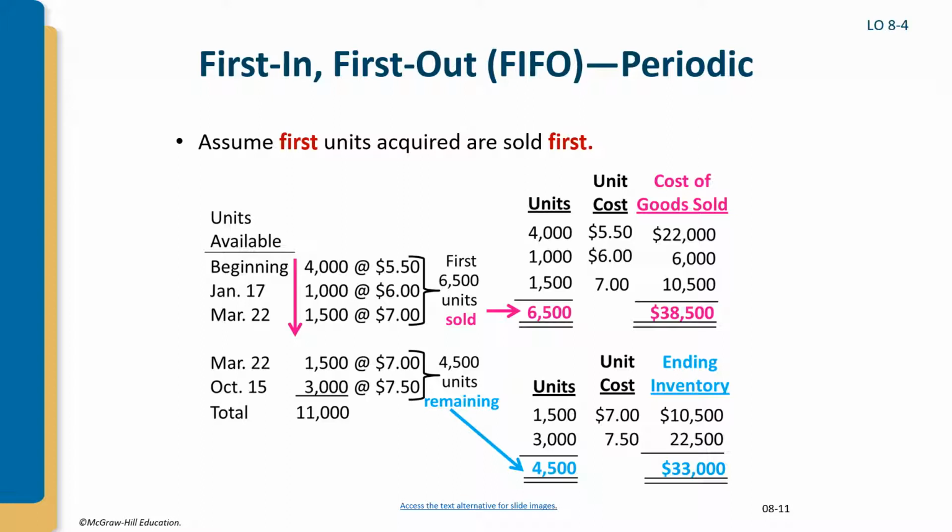Remember, under the periodic system, you're waiting till the end of the year to determine how much stuff is still here, how much is sold. And it's at the end of the year that you will determine the cost of goods sold. So what we do under the periodic system is we keep track of beginning inventory plus each purchase by the date it is purchased.